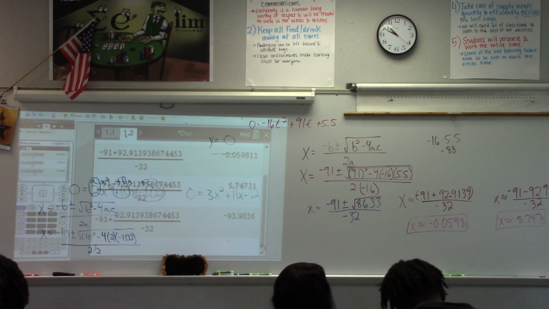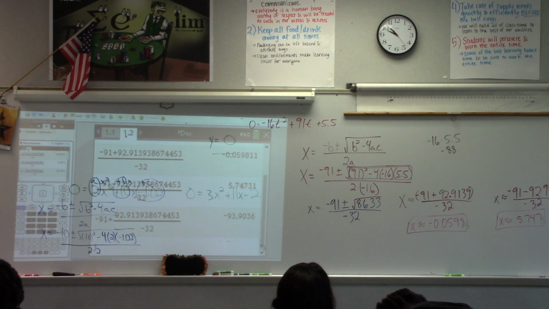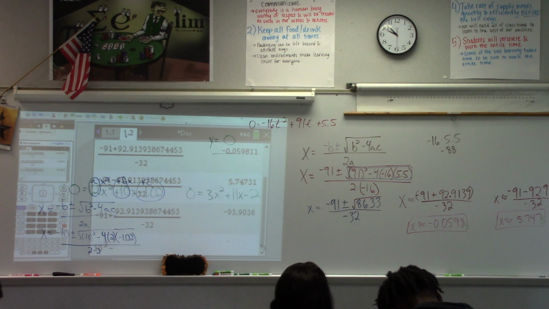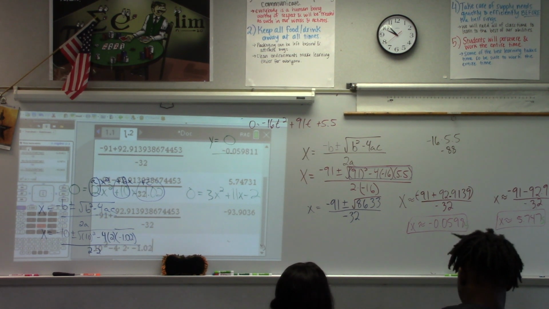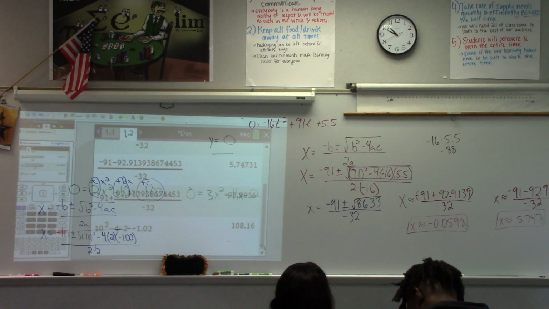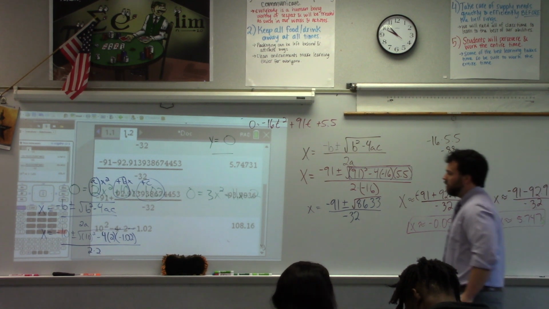Alright, so one thing I do want to caution and remind you is, I'm going to only do what's under the square root first. So I'm going to do the 10 squared minus 4 times a, which is 2, times c, which, wait, is it, yeah, negative 1.02? 108.16. Did you remember to put a negative 1.02? Okay, so we need to be careful about that. And so I'm going to show that step.